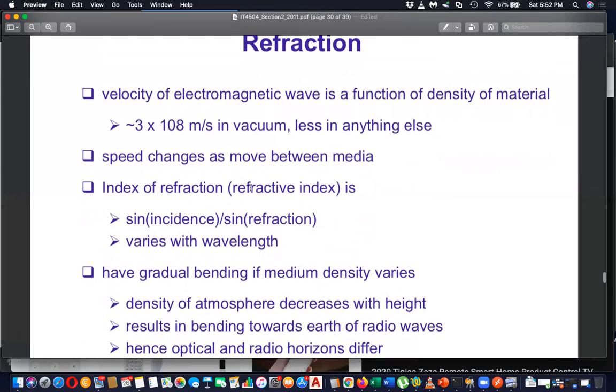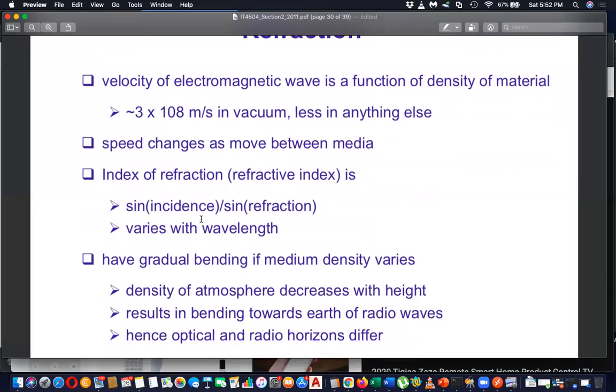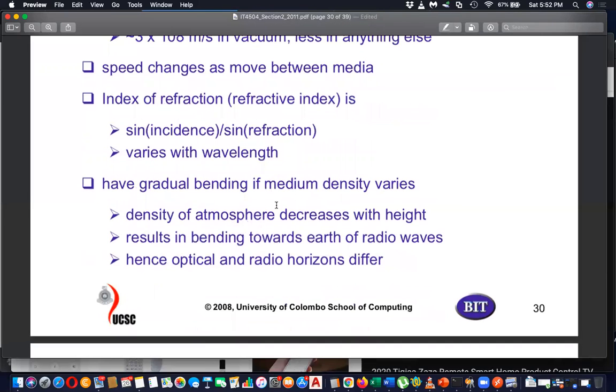Index of refraction. Hopefully you will not get these calculations, but index of refraction means it's sine of incidence divided by sine of refraction. So this is how index of refraction is found: sine of incidence and sine of refraction. But I'll explain this later with some maths, without just explaining the theory.